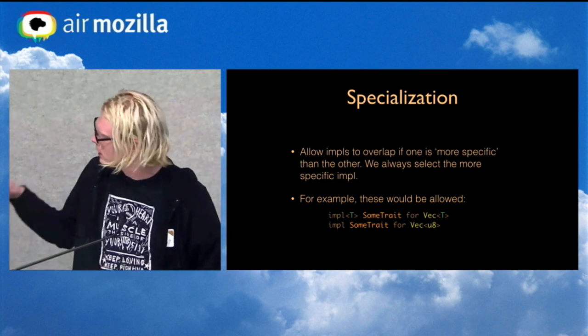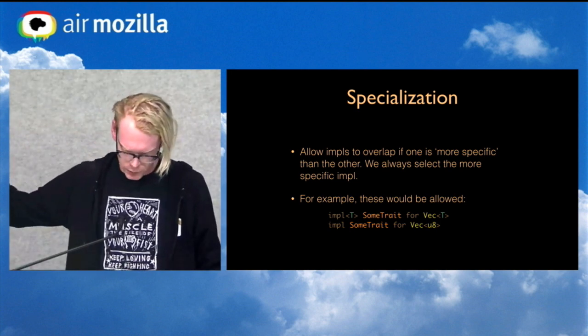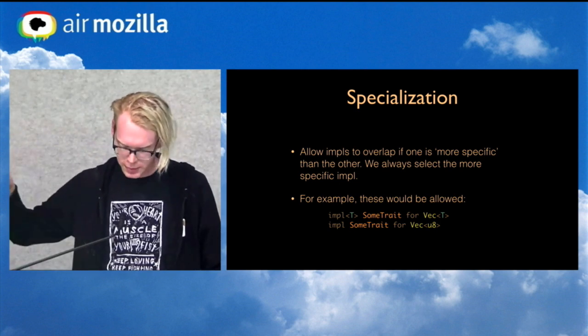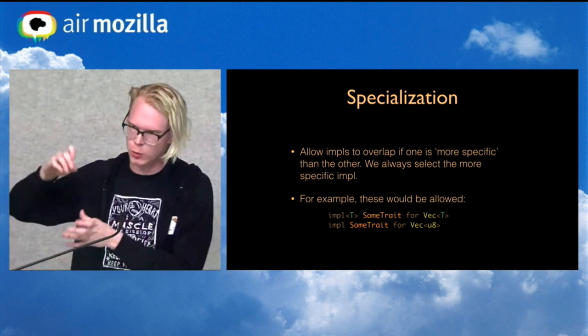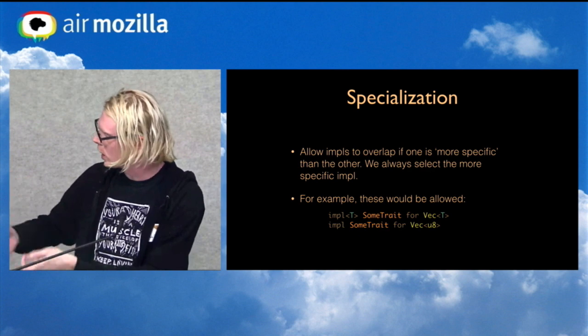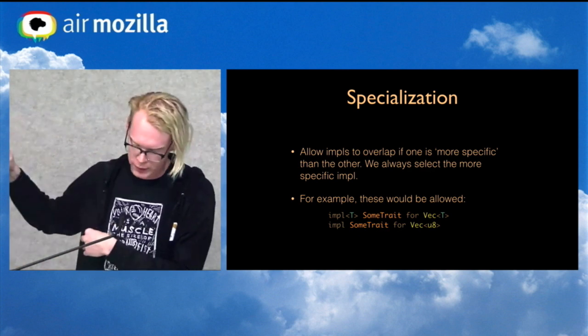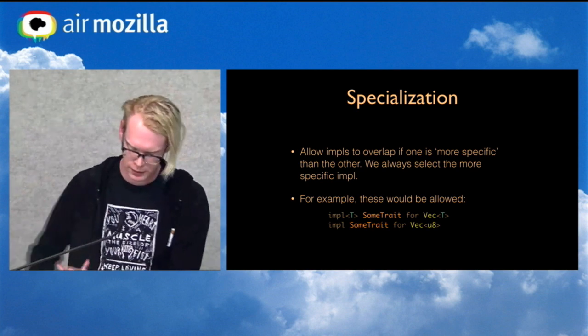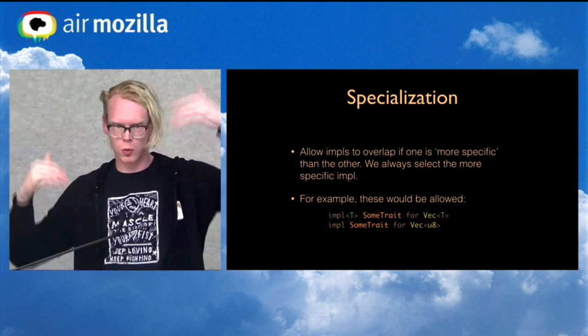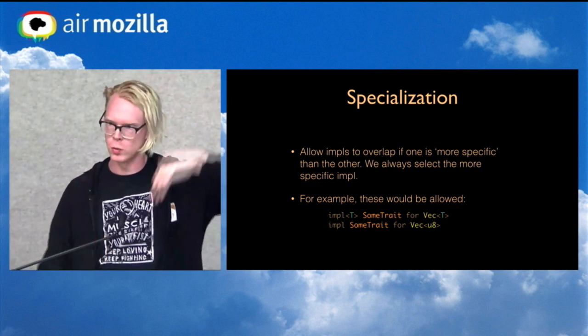you could have this overlap here where you have an impl for Vec of any type and an impl of Vec of bytes, because bytes are more specific than any type. So we'll always use the byte one for a Vec of bytes, but for anything else we'll use the Vec of any type. And so as long as you can form this ordering between your impls, we can allow overlap.